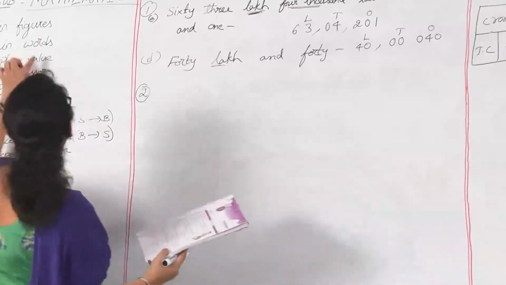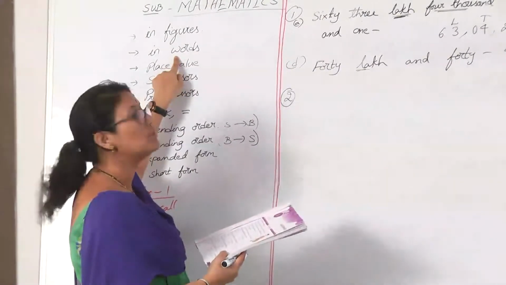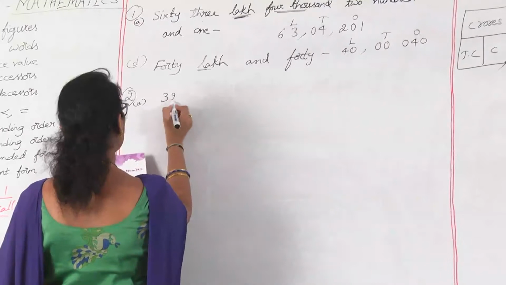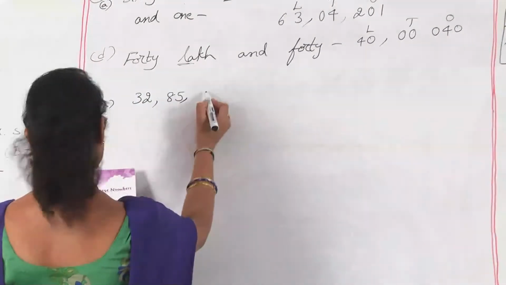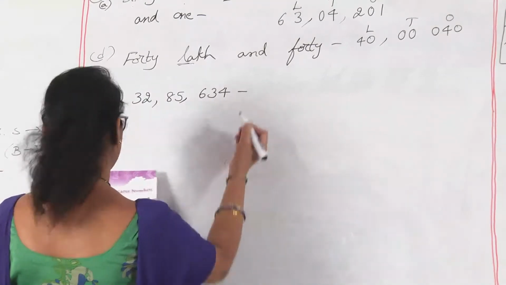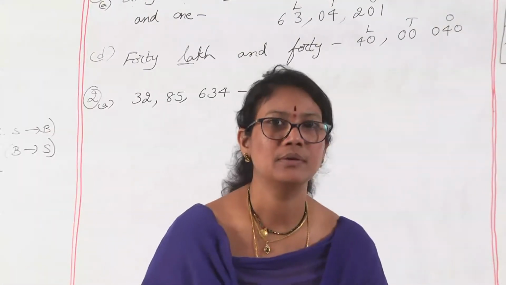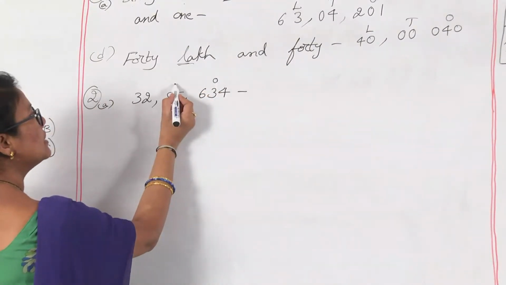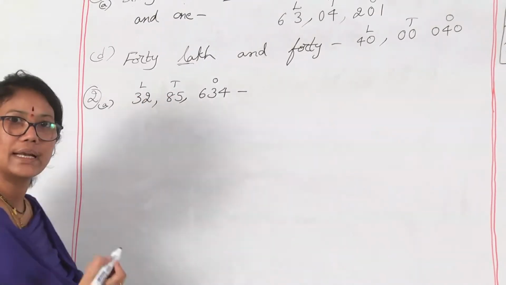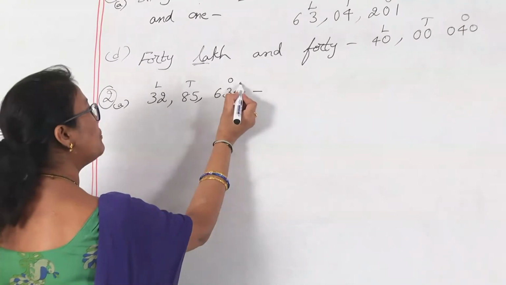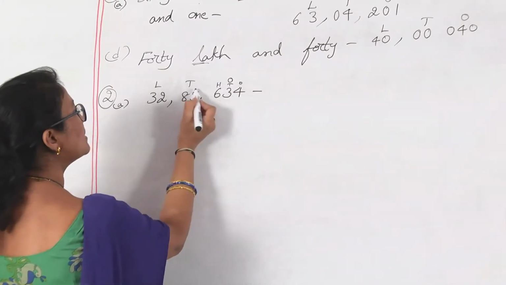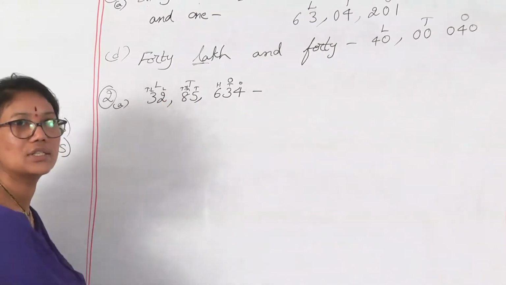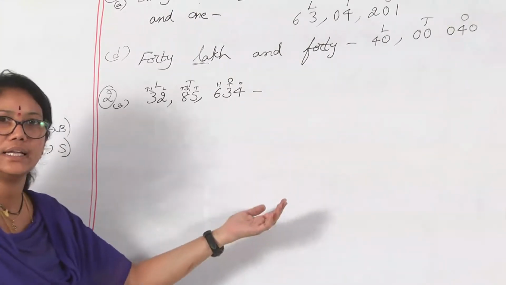Coming to the next bit, second bit, write the following in words. This is about the next topic we are going to discuss now. Write in words. The first one in this A is 32 lakh 85,634. This is asked to write in words. Now first write the periods so that it will be easy for you. This is ones, thousands and lakhs. If you want, you can write the place values also: ones, tens, hundreds, thousands, 10,000s, lakhs and 10 lakhs, right children?